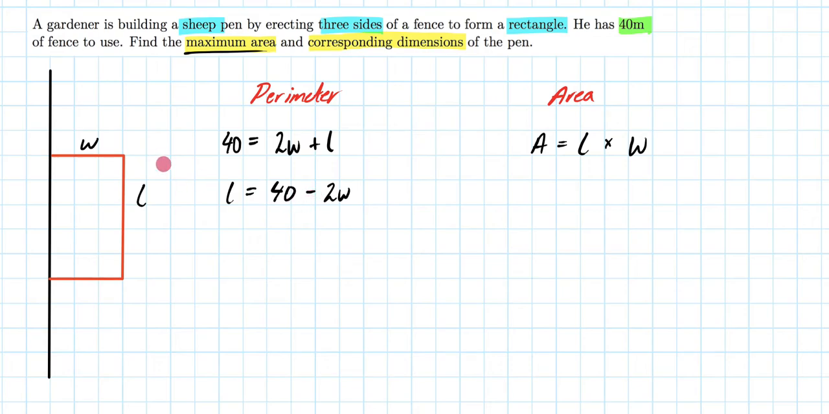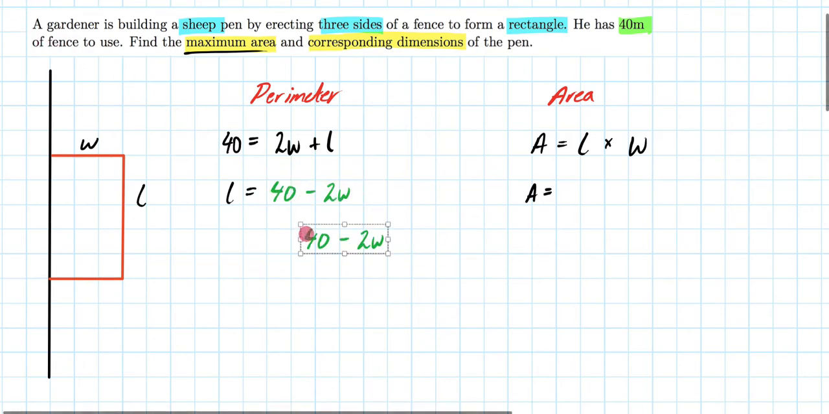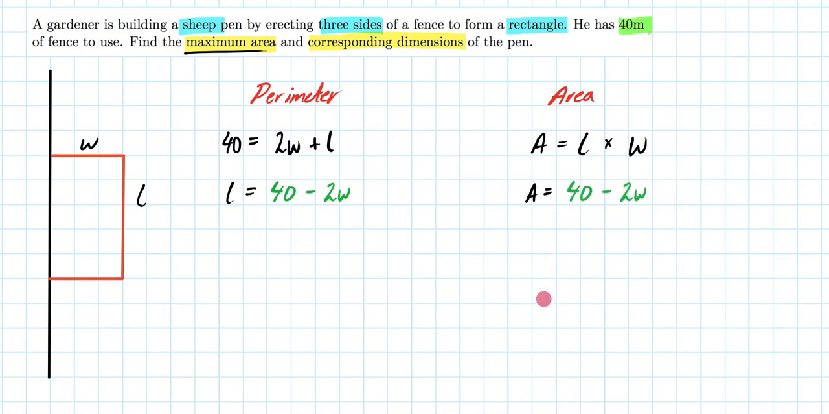And having now written this, and let me put this into a different color because it's very important, I can now put this into my area rule in order to get my area purely in terms of W. So let me now write that. I'm now going to write area equals, and instead of writing L, I know that L equals this. So, to really drive home the point, I will copy it and paste it in there and do this, W. So in my L spot, I put L equals this. In my next step, I'm going to expand. So I'm going to get 40W minus 2W squared.